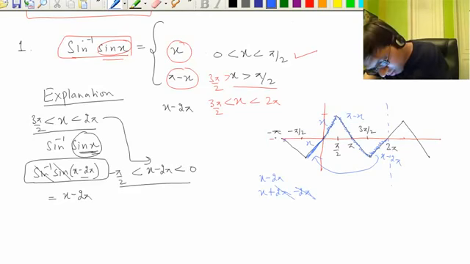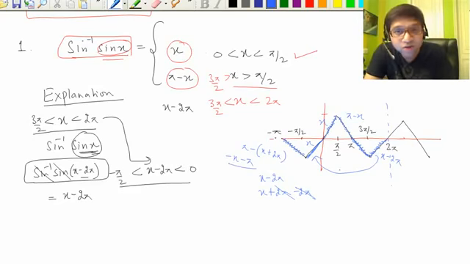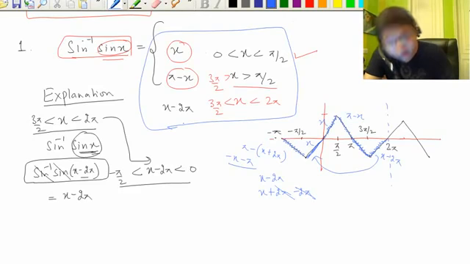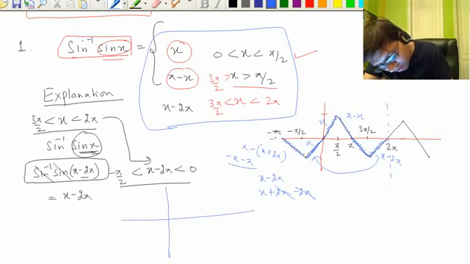You want to find the definition of this part, which is a shifted version of this part. Pi minus x shifted to the left: instead of x, put x plus 2 pi, and it becomes minus x minus pi. The definition is minus x minus pi. So this way we need to learn the definition of sin inverse sin x between 0 and 2 pi. The graph of sin inverse sin x, we need to learn this triangular shape graph.